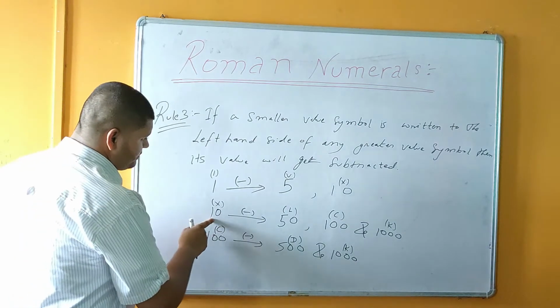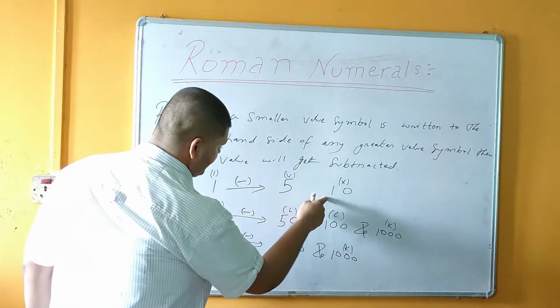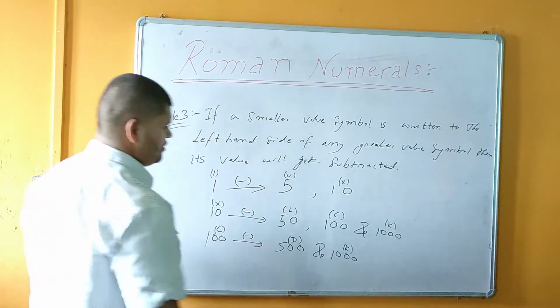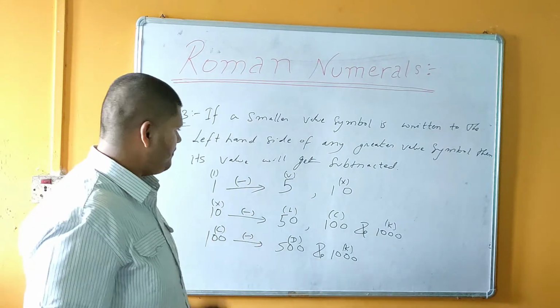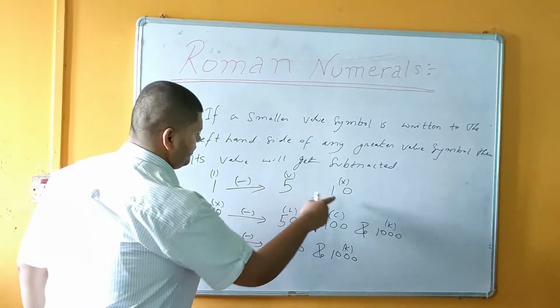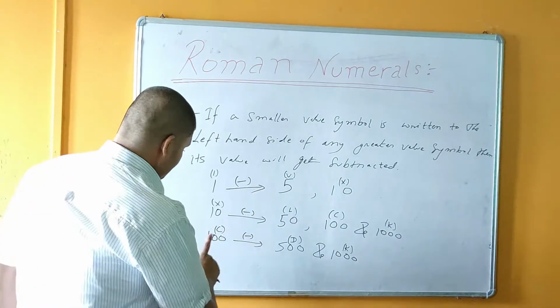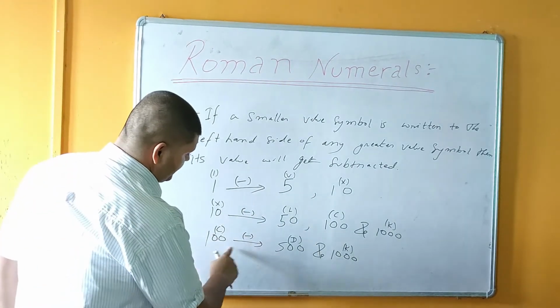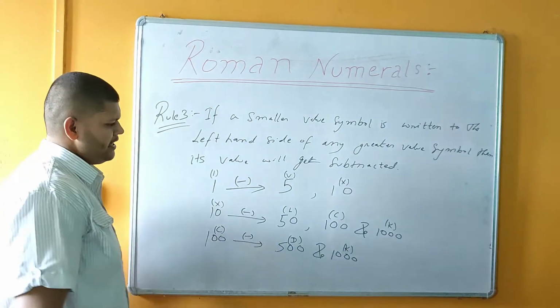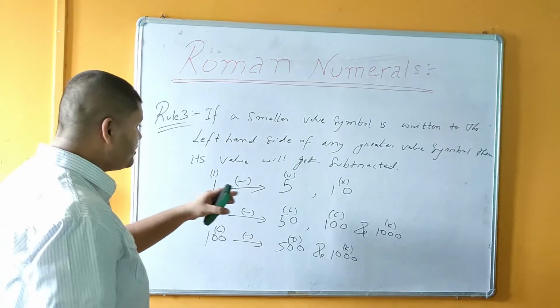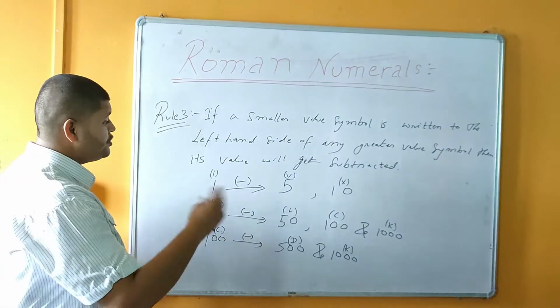This 10 cannot be subtracted from 500, 5 or 10. Okay? This 100 you can subtract only from 500 and 1000. So let's do it. If we do subtraction, what are you getting?